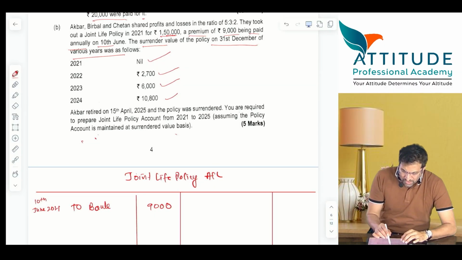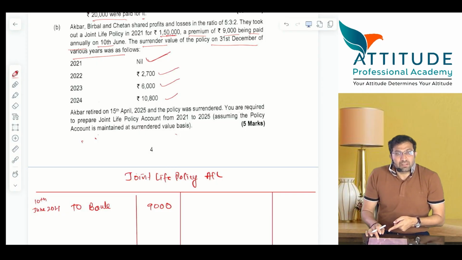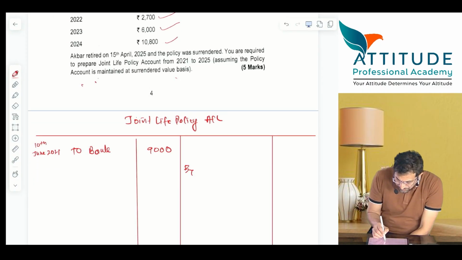Now tell me what is the surrender value? Nil. If surrender value is nil, you show this balance also as what? Nil. So by balance carried down, surrender value nil.